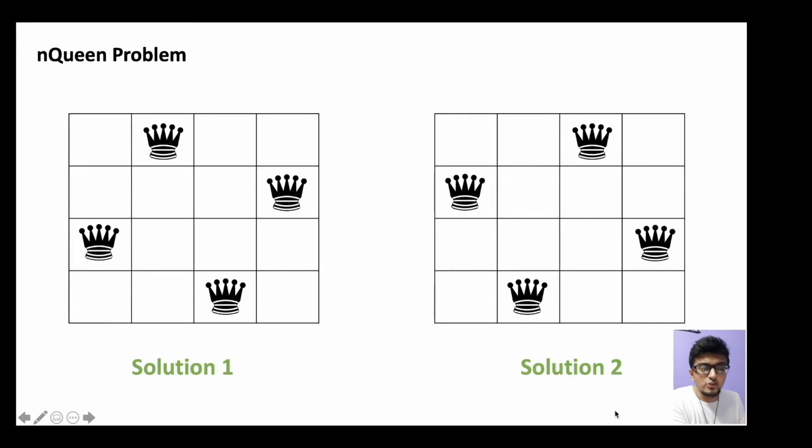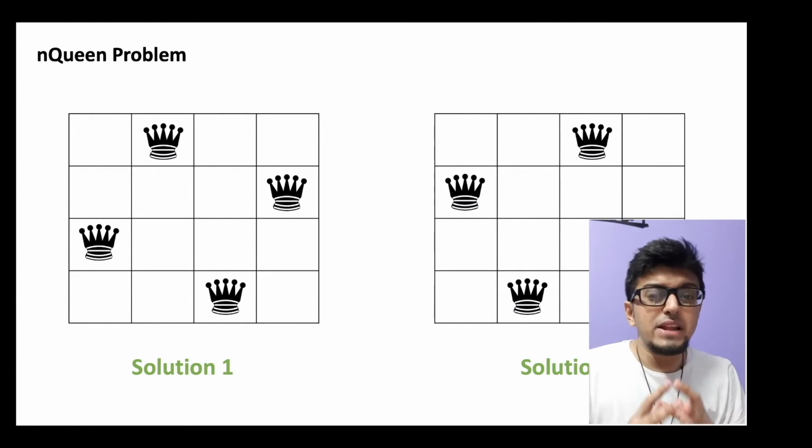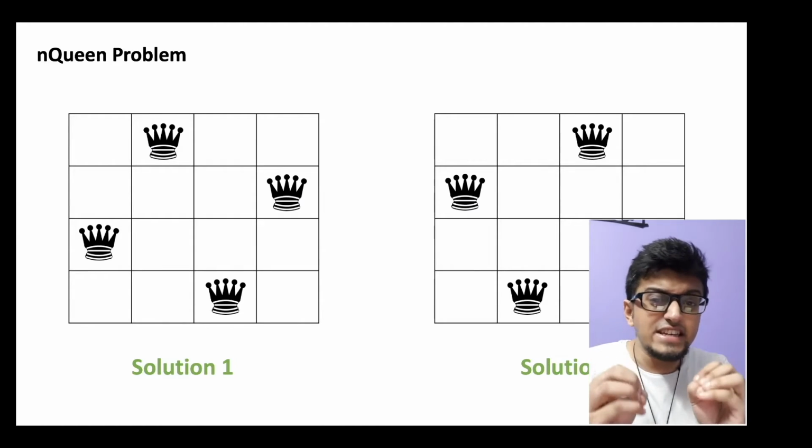If you can see, this is another solution for this 4 queen problem. This is another way you can place the queens so that two queens don't attack each other. I believe you have thoroughly understood each and every step by which we have tried to solve this problem.